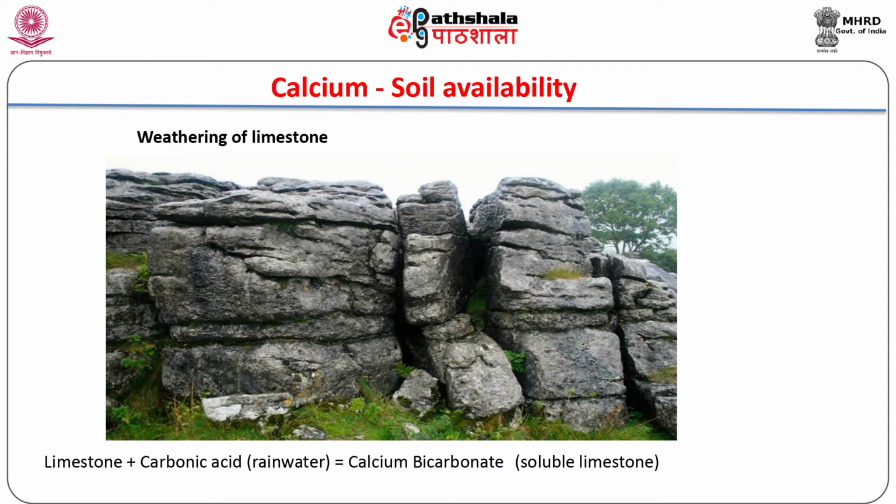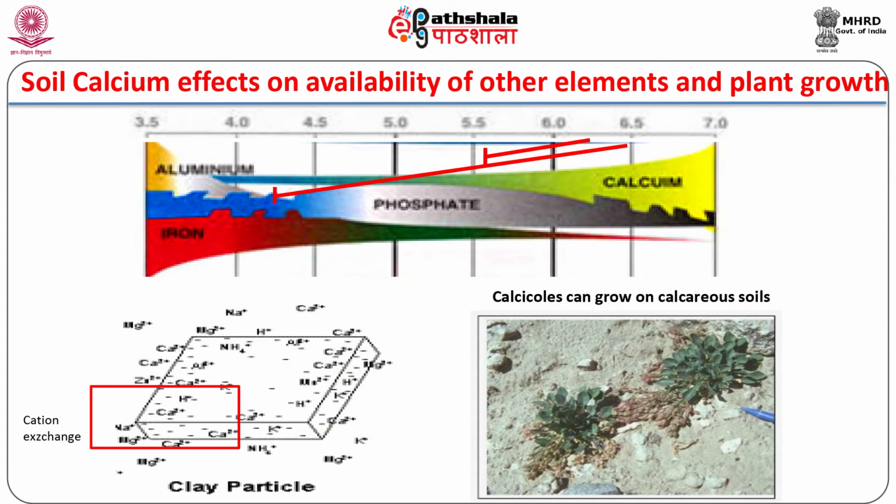Soil calcium plays an important role in maintaining soil pH and influences the availability of other elements like iron and phosphorus. Plants adapted to calcareous soils are called calcicoles, and they show special mechanisms to solubilize iron and phosphate. Calcifuges, on the other hand, are plants that show sensitivity to the high calcium levels found in calcareous soils due to their inability to solubilize iron and phosphate.